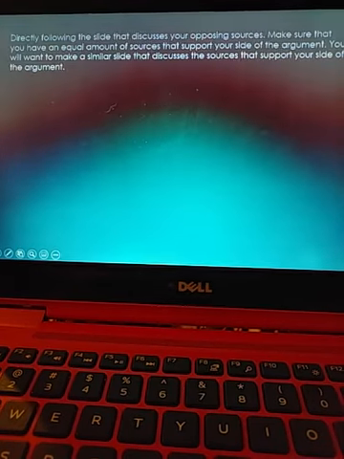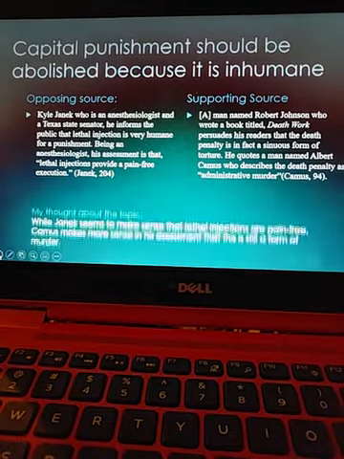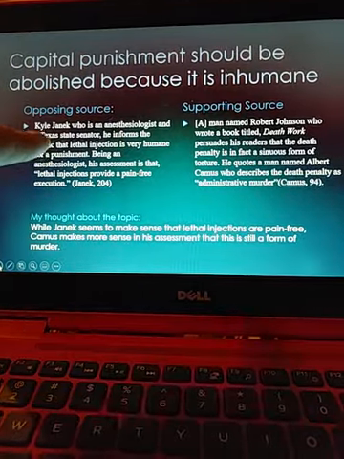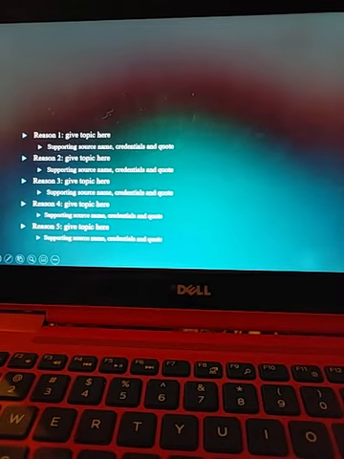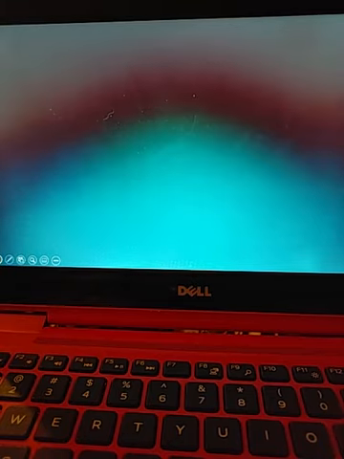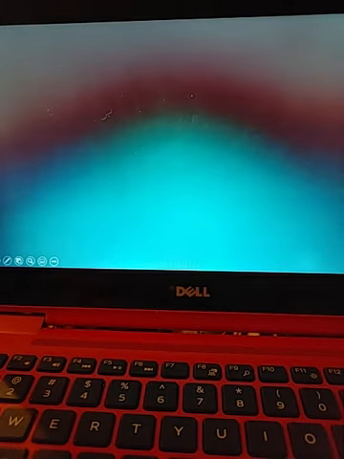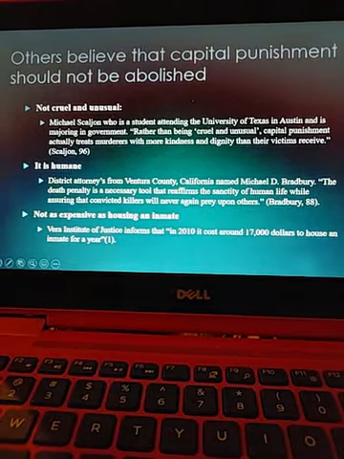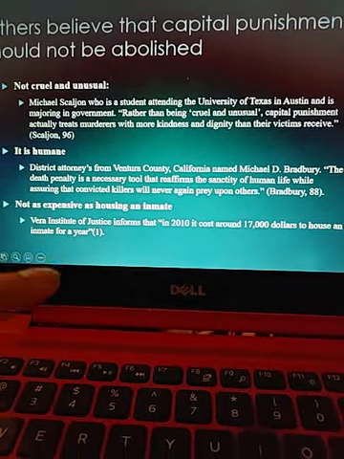Sorry, let me go back. Okay, so this is the first way with both opposing and supporting on the same slide. That's one way. This is the way that I prefer. Or you can do it the second way, where you have your claim and then all your opposing sources, only opposing sources on one slide. Okay? Where you break it up.